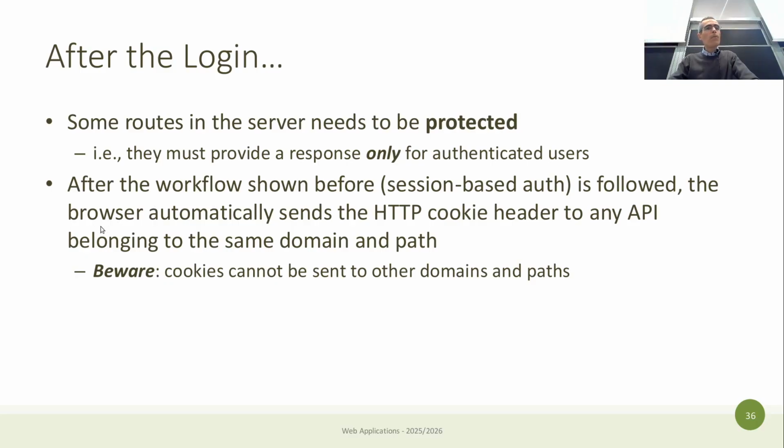Remember that the browser automatically sends the HTTP cookie header to any API belonging to the same domain and path. But this is not a problem because we set the cookie from the API server. So in our case, localhost 3001, and we send it back to the same host name plus path, localhost and slash. The port doesn't count. But that's just our simple setup on localhost. It can be api.bank.com and www.bank.com, two different hosts.